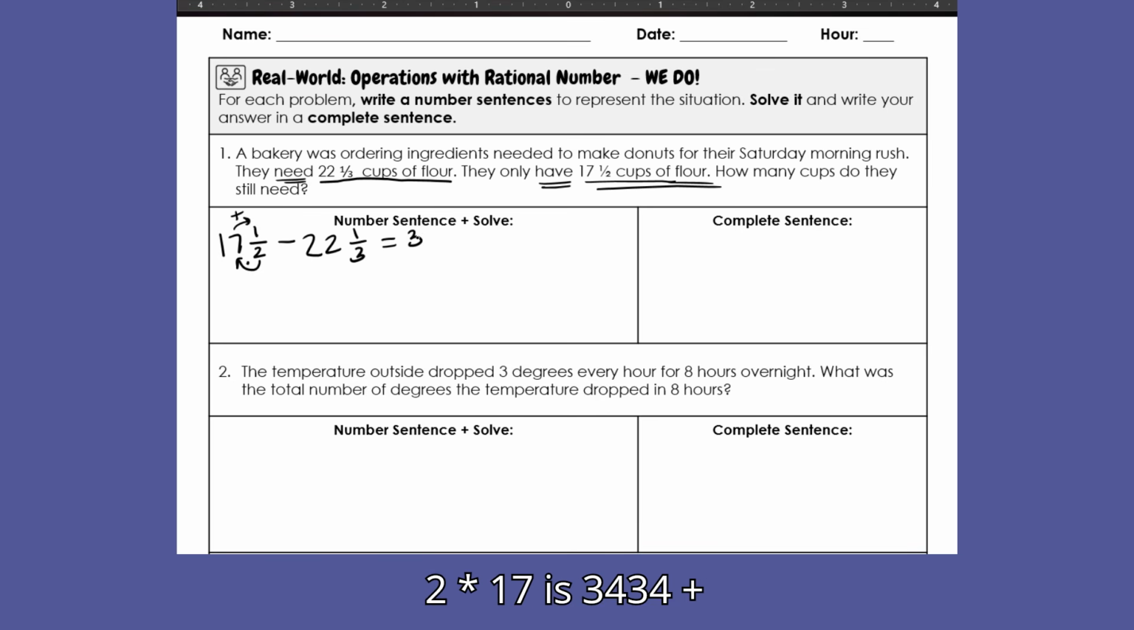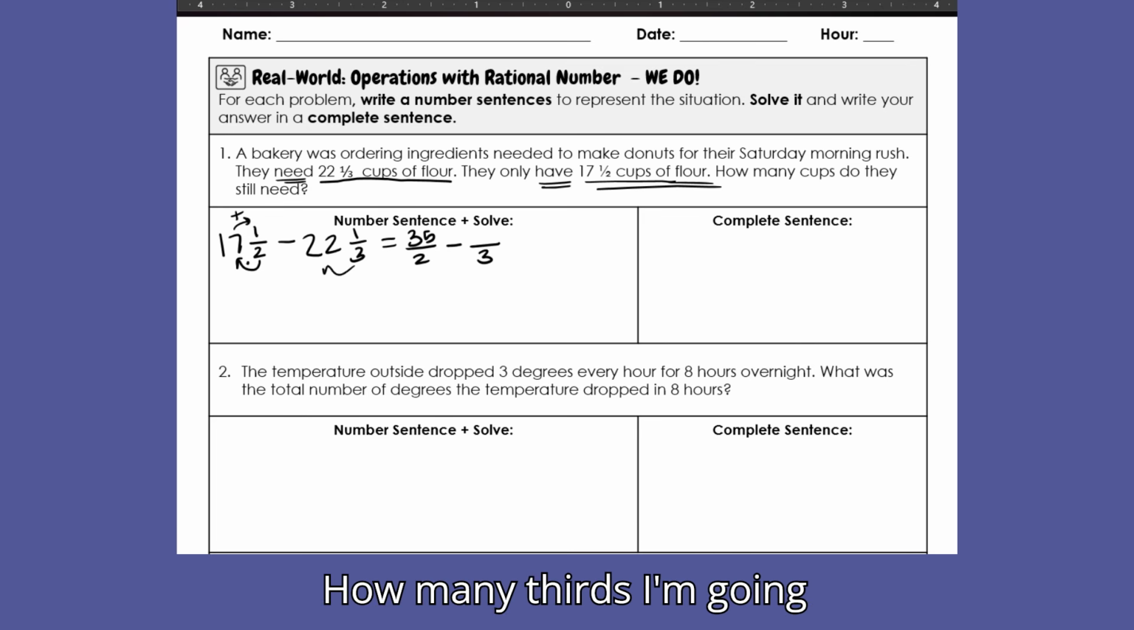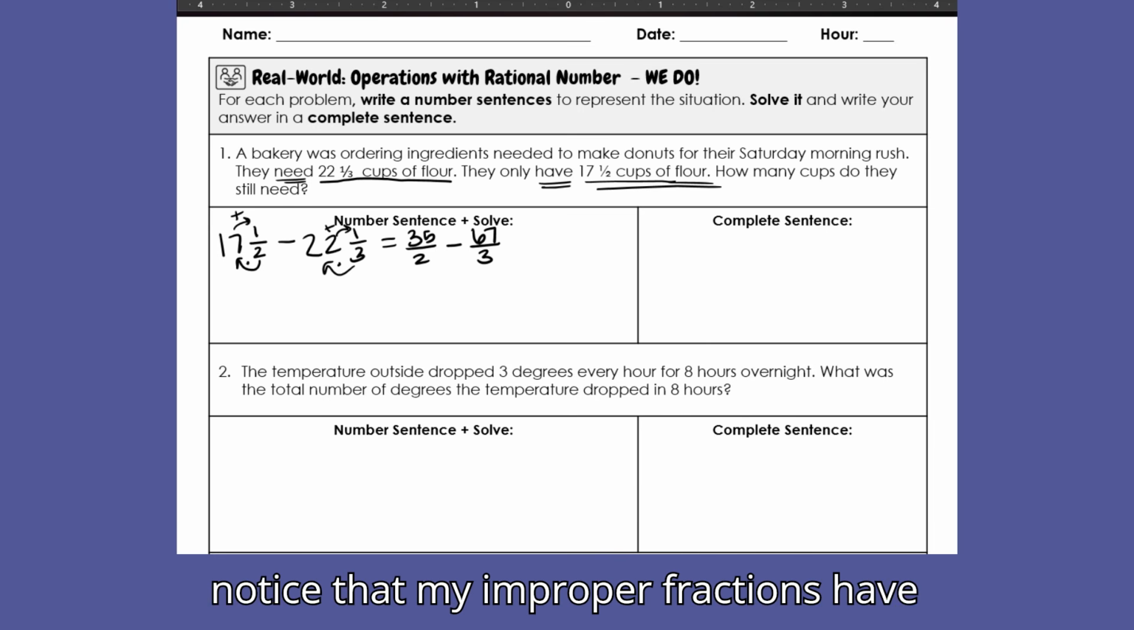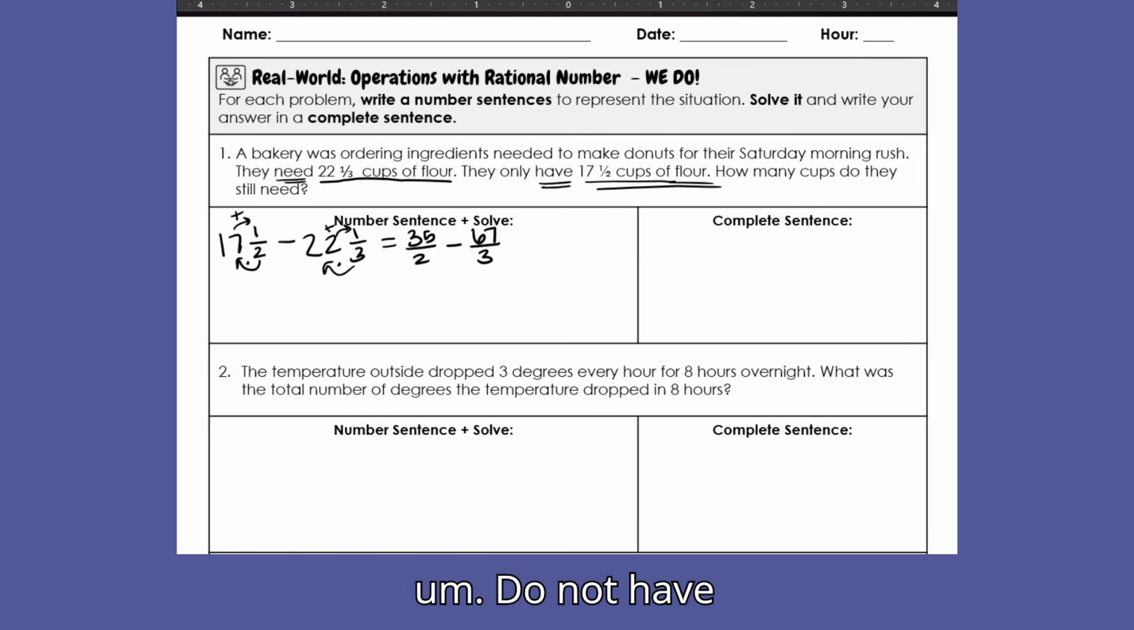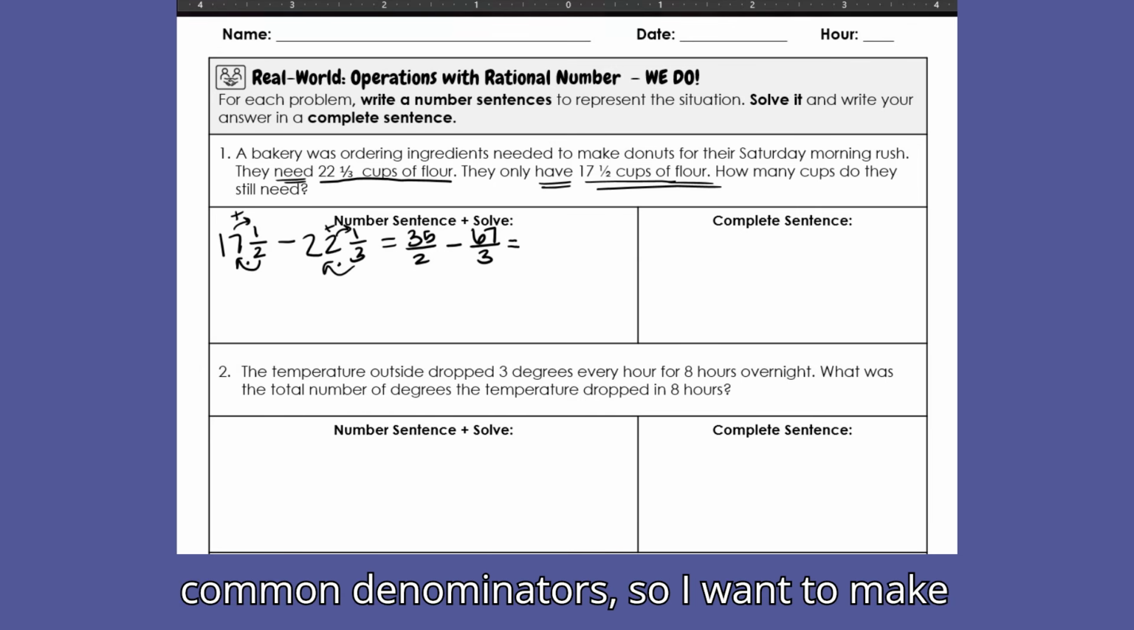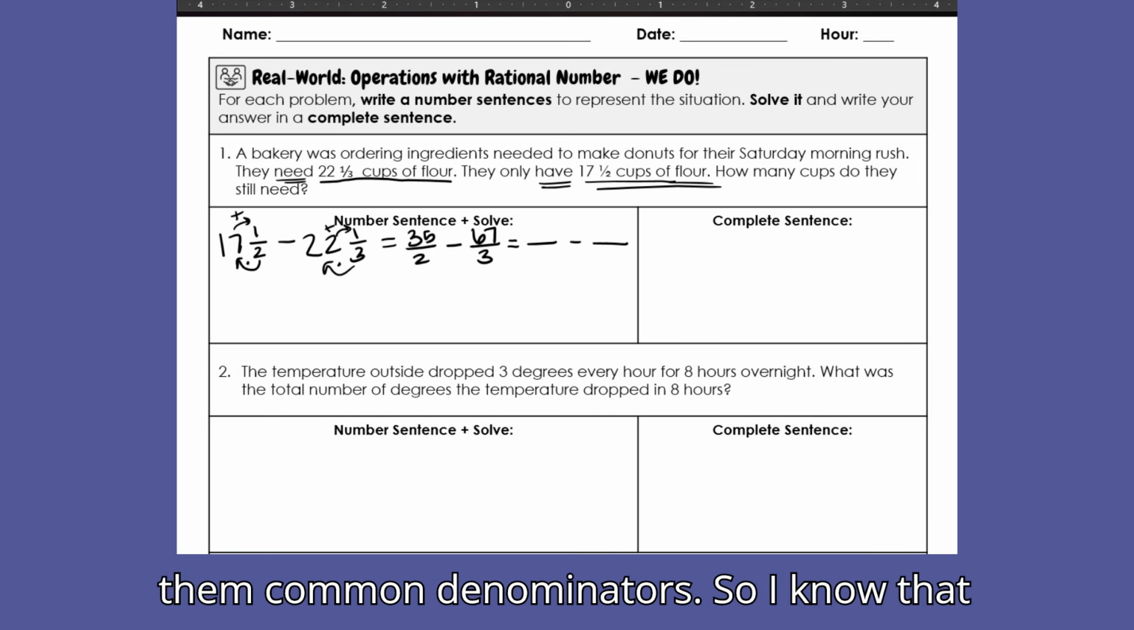34 plus 1 is 35 halves minus how many thirds? I'm going to do 3 times 22 is 66, plus 1 is 67. So now I notice that my improper fractions do not have common denominators, so I want to make them common denominators.